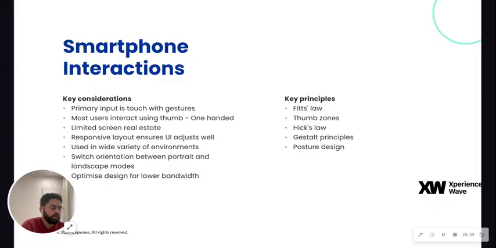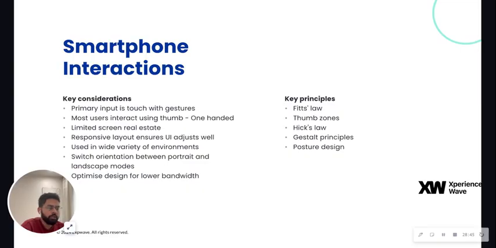The context of use: your smartphones will be utilized in a variety of environments, sometimes in public transport or cafes, and they are often used while the person is moving or multitasking. So designs should be context aware, and they should allow for quick and glanceable information. Smartphones can switch between portrait and landscape modes, so we have to ensure that the design adapts smoothly to all of these orientations as well.